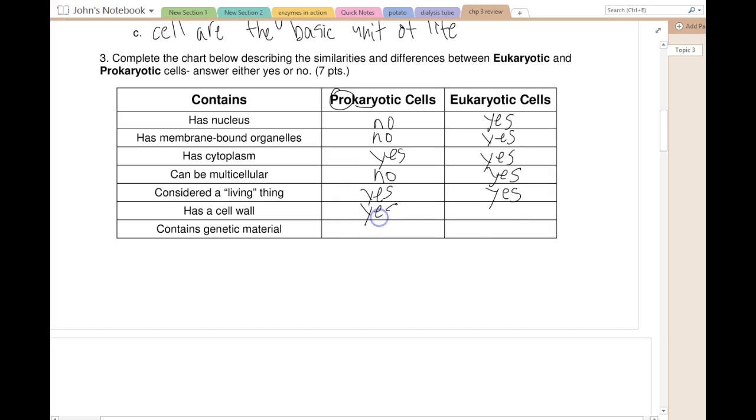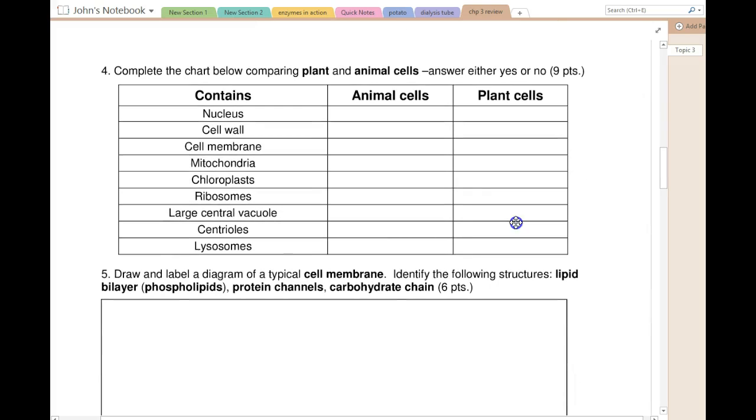Both will actually have cell walls. They're of different composition, but prokaryotic cells contain cell walls made up of peptidoglycan, and eukaryotic cells have cell walls as well. And they both have genetic material. They both have DNA inside of them.